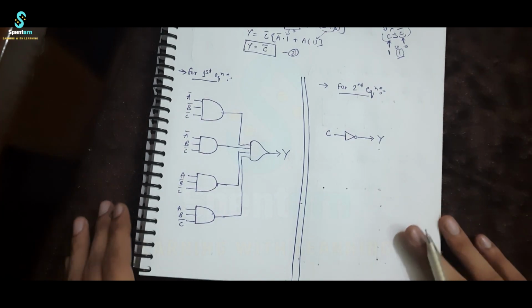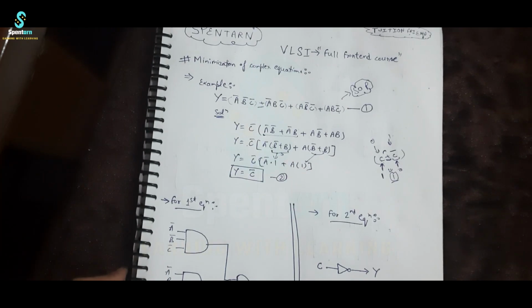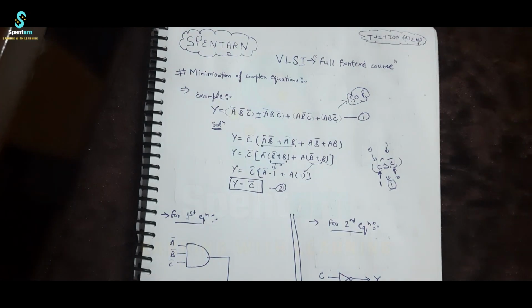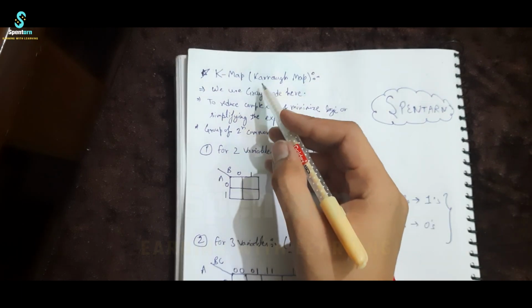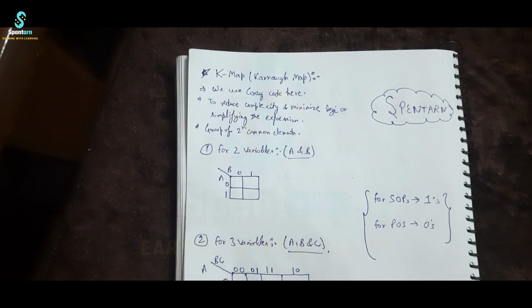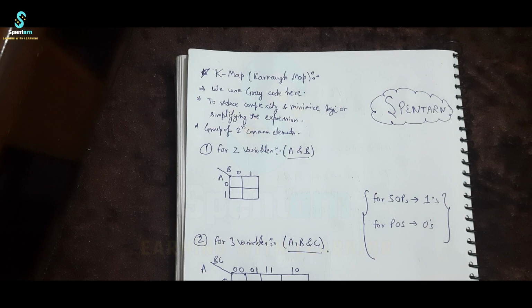But in case of complex equations, which are not very hard, but complex, there we have the need of K-map. So let's look at the K-map here. So here we are on the K-map. K-map is something like Karnaugh map. I have already told you that to reduce the complexity of the circuit, we use K-map. To minimize the complex equations, we use the K-map.